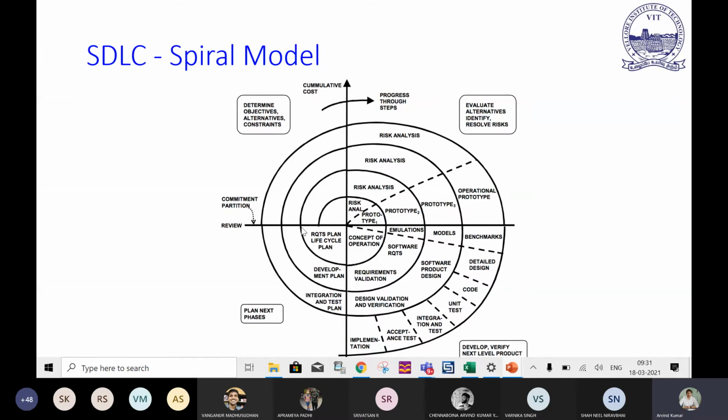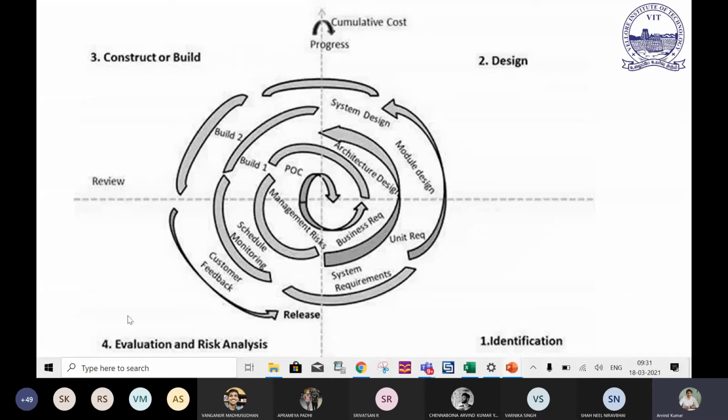In that way you can understand there are basically four phases: identification of the problem, then the design, the architecture portion, then construct and build, where developers are going to work, and then evaluation and risk analysis. Customer feedback comes and some problems occur, and whether it's functioning or not, you can even release the module after completion of the first cycle, then test it, add new features and start again. So spiral-like things go on, and its size is going to increase step by step. This is the idea behind this particular model.